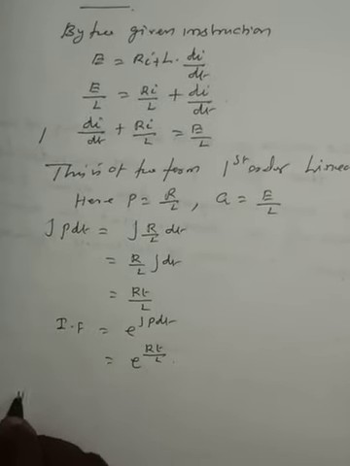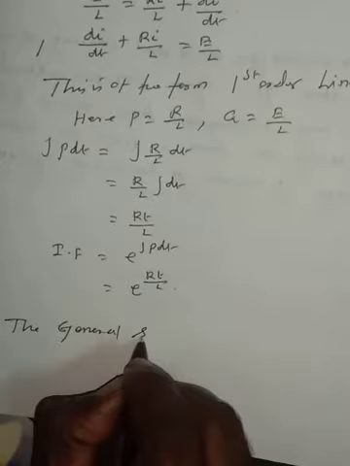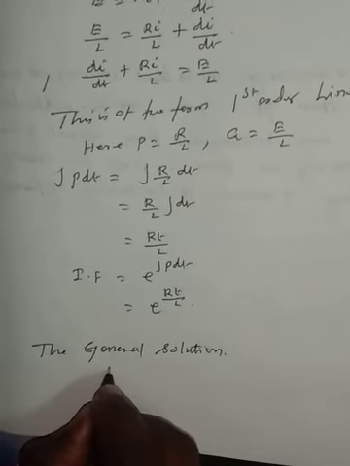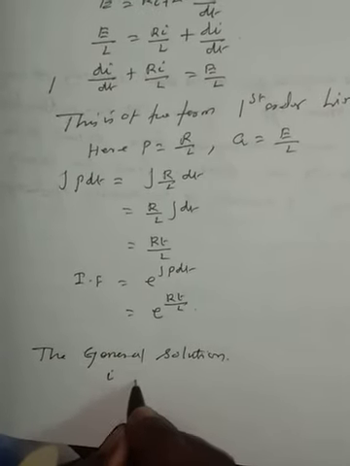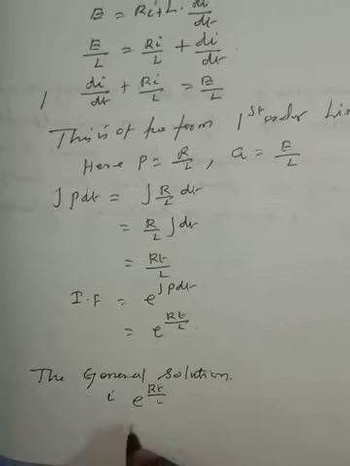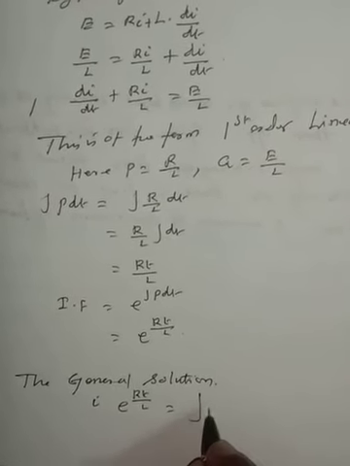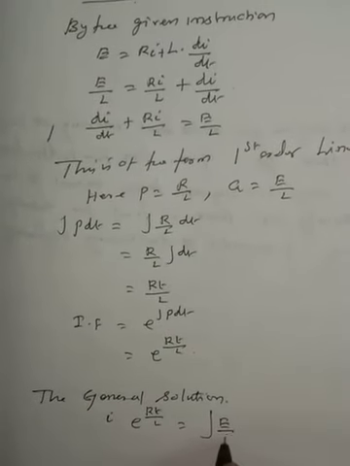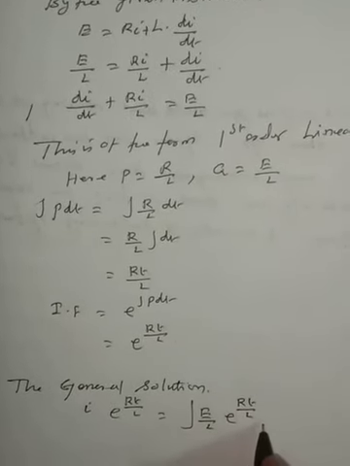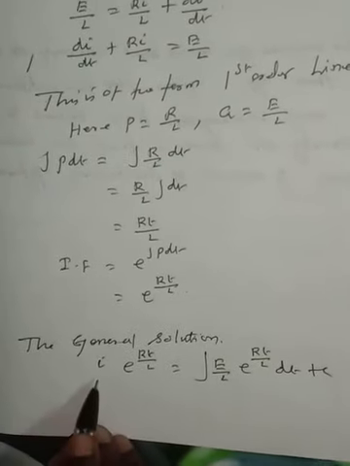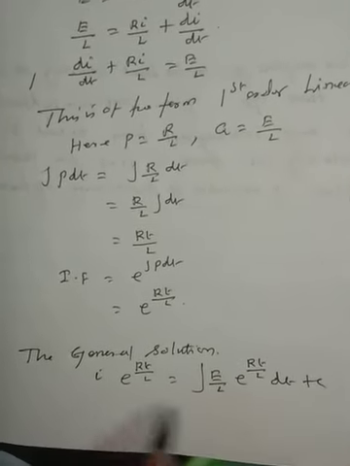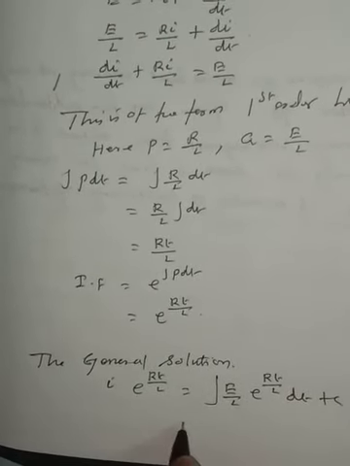The general solution is y into integrating factor, in this case I into e to the power of R t by L, is equal to integral Q into integrating factor plus C. Q is E by L, and integrating factor is e to the power of R t divided by L dt plus C. This is the formula. Okay. Now E by L is a constant.